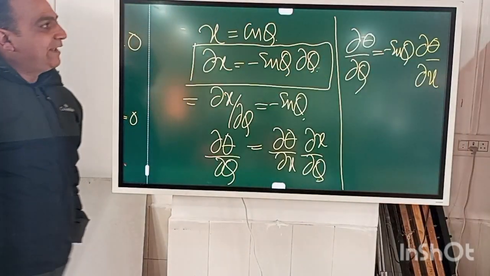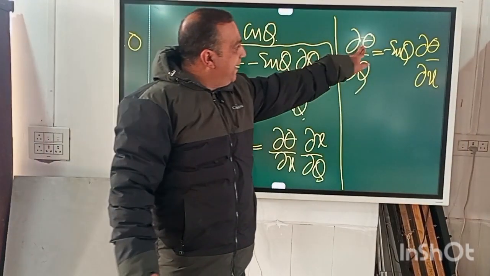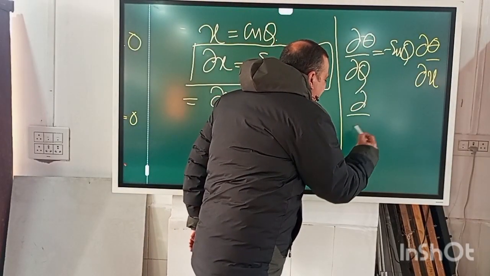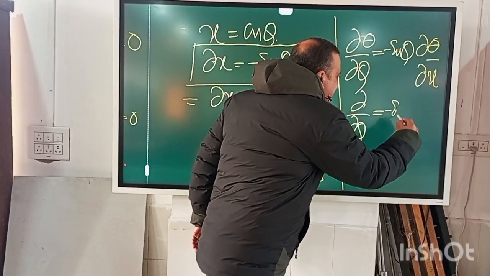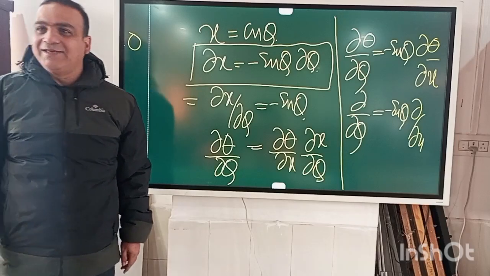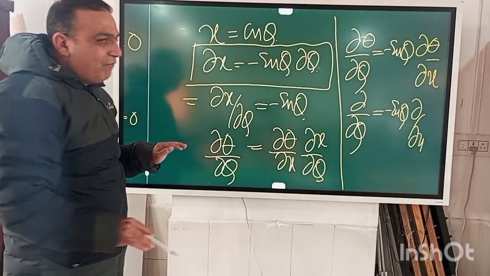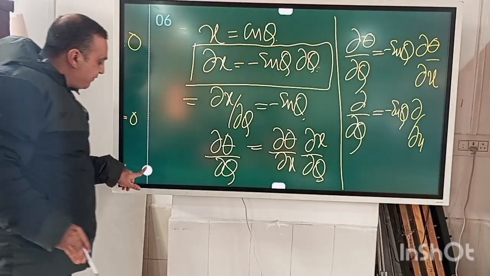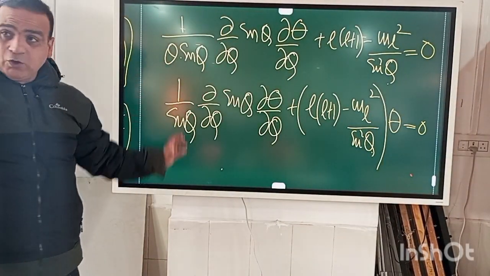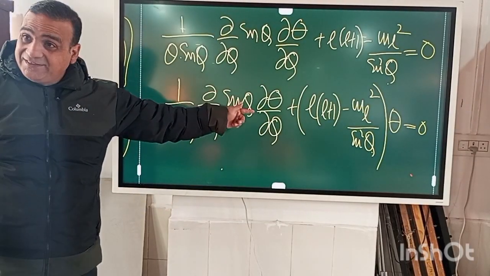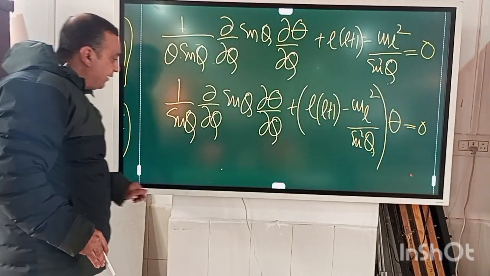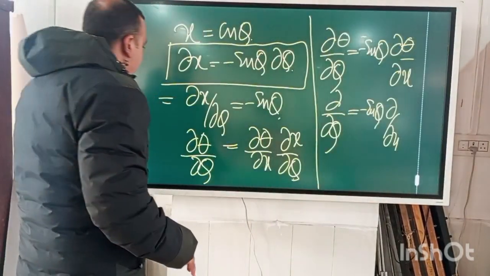Look at this equation. Here you have capital theta, here you have capital theta. Can I think of something like this, that dou by dou theta is minus sine theta dou by dou x? Yes, I can do it. So now I have both things that I have in my original differential equation. This is my differential equation. So I can use it for dou by dou theta of sine theta, and also for dou capital theta by dou small theta. So what will I get? You have to help me here.